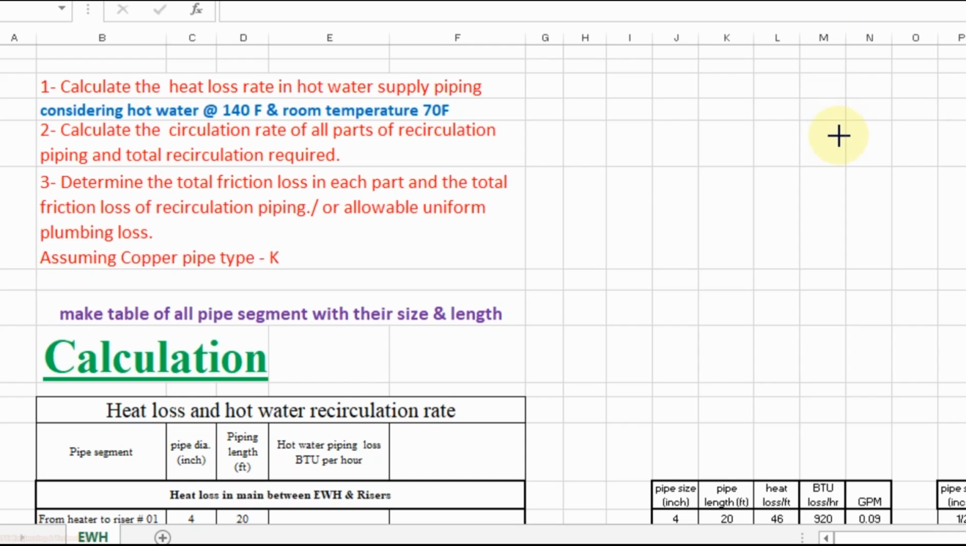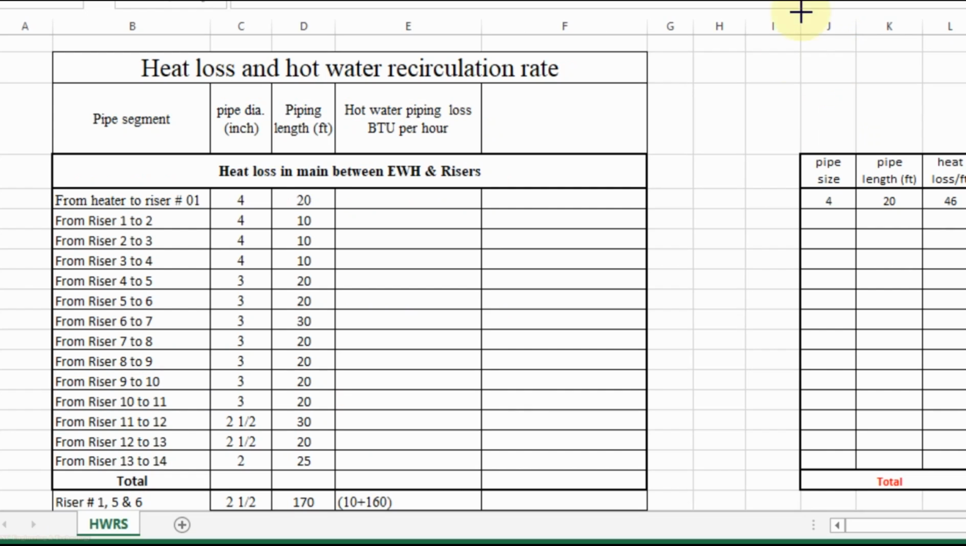To design the hot water recirculation system, first of all we need to calculate the heat loss in each pipe segment of the hot water supply piping network. For the calculation purpose, we make an Excel sheet. Here the first column is for pipe segment, the second column shows the pipe diameter and the third column shows the pipe segment length.